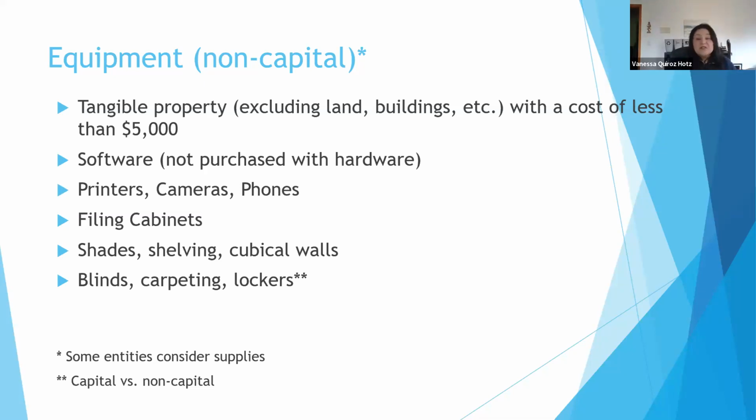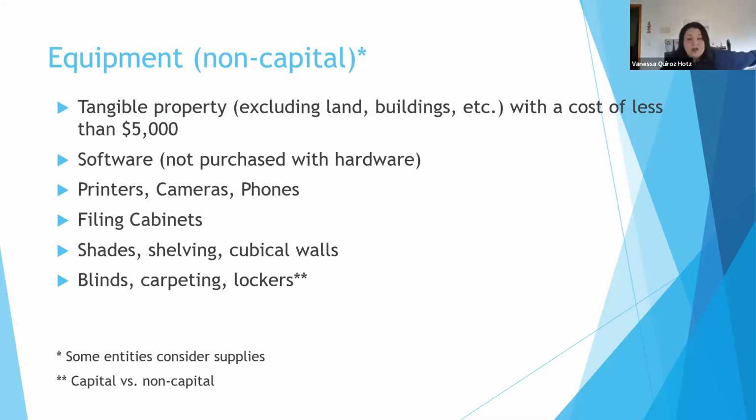So equipment sometimes are your laptops, sometimes are printers, cameras, telephones, cell phones, filing cabinets, anything you need to set up your office. It could be your office chairs, your desks. That's all of your non-capital equipment. And this one I say kind of, again, with the caveat of it depends. Shelving, bookshelves, cubicle walls, carpets, lockers, those would be non-capital equipment, unless it is built into your building.